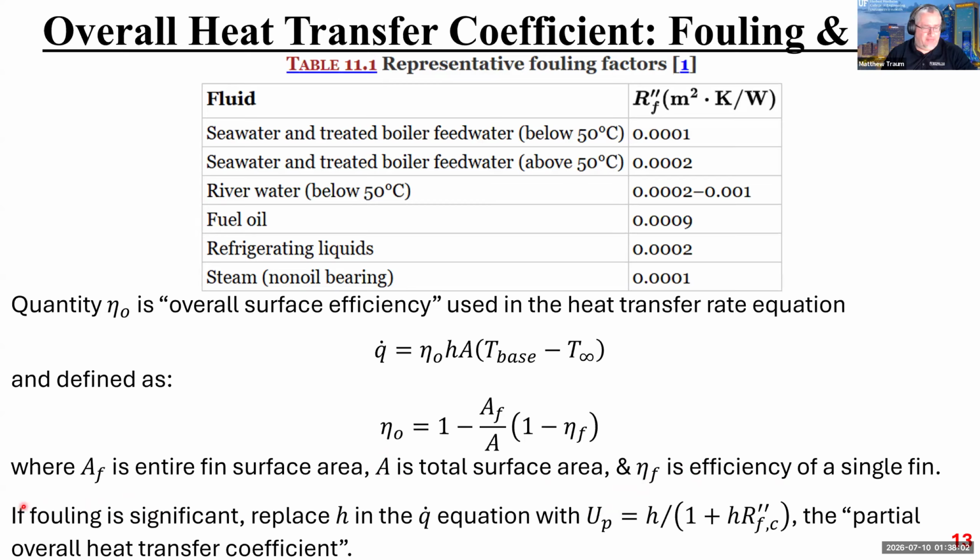The book gives an extra rule of thumb: if fouling is significant, then you want to replace h in this equation. If you're trying to calculate the heat transfer, you're going to want to replace h with the so-called partial overall heat transfer coefficient, which is capital U with sub P for partial. The equation there is just h divided by 1 plus h multiplied by whatever the fouling resistance is for your particular arrangement. So this just modifies h a little bit to account for the fouling.